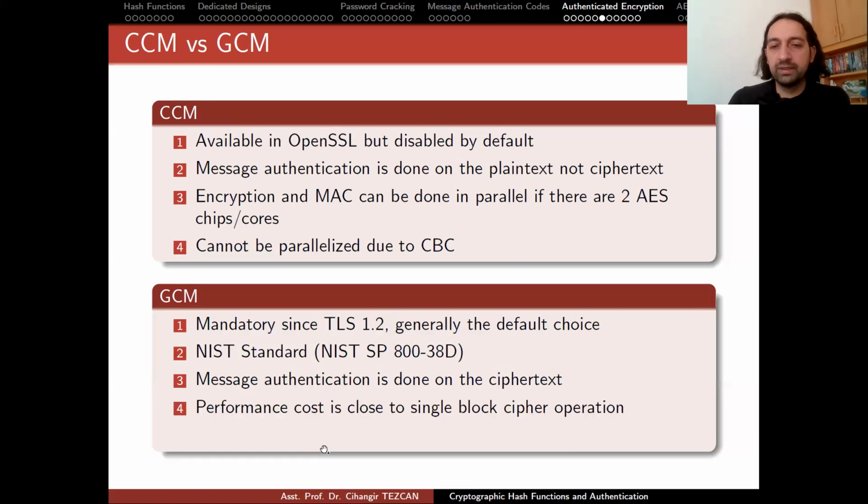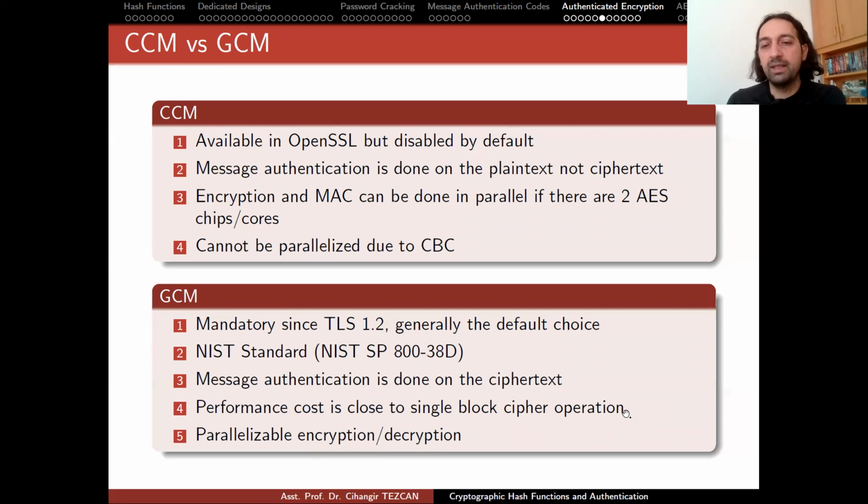Performance cost is close to a single block cipher operation because those other multiplication operations in the Galois field are not this costly. So you don't need a second AES chip in this case. And it also provides parallelizable encryption and decryption because we are performing the encryption in the counter mode. So this is why GCM is superior to CCM. So if you have a choice, just choose GCM. There's no need to bother with CCM anymore.